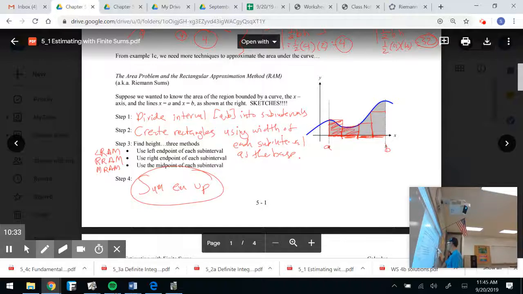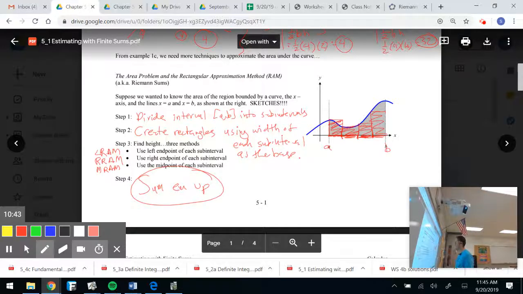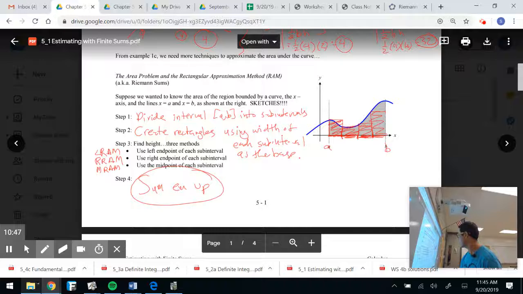Find that area, find that area, find that area, find that area. And guess what? That's going to give me an approximation of the area under the curve. Okay, is that a good approximation? That's what you have to think about. That is an example of LRAM. Now, we're going to go through all of them real quickly, actually, right now.